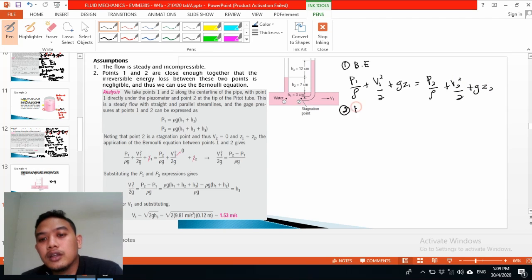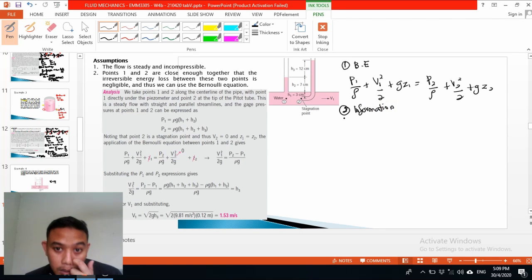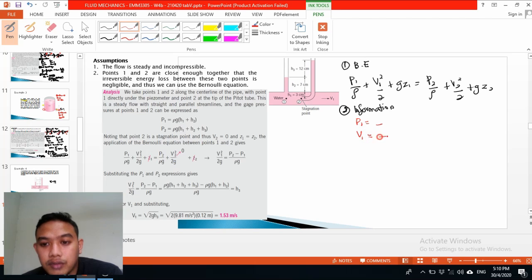Second step is information. Here we know that at point 1, P1 has a value. For V1 also there is a value because of the velocity of flow in this area, and Z1 is equal to 0 because the points are at the same level.